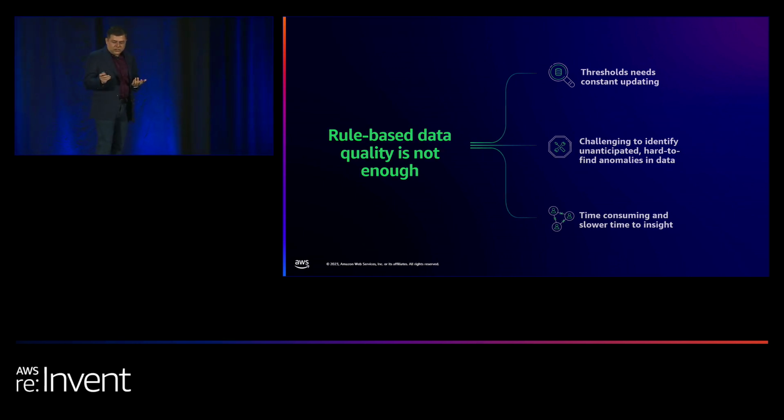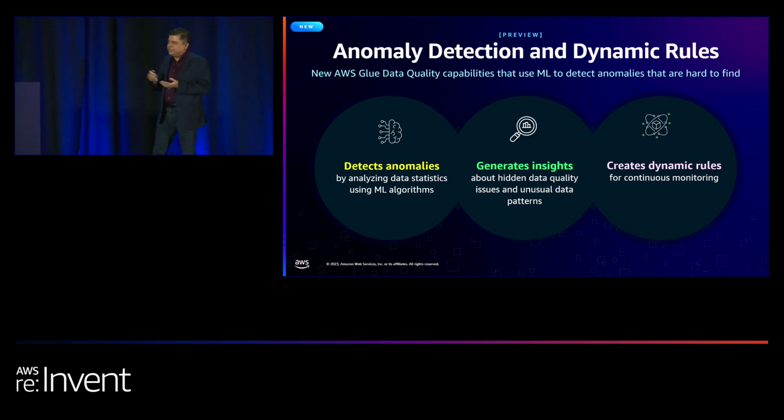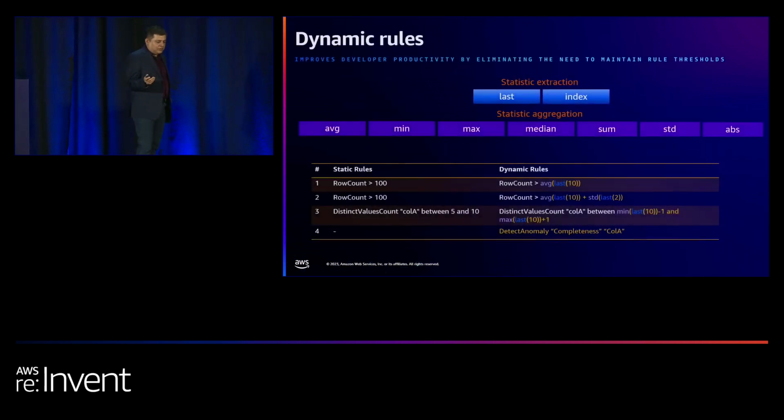So this week we announced anomaly detection and dynamic rules. This is a machine learning based algorithm that we have built with AWS Glue, where you detect the anomaly based on historical analysis, and it generates insights, which allows you to actually create dynamic rules. And I'll show you an example of what a dynamic rule looks like.